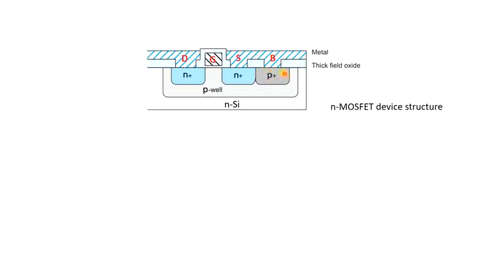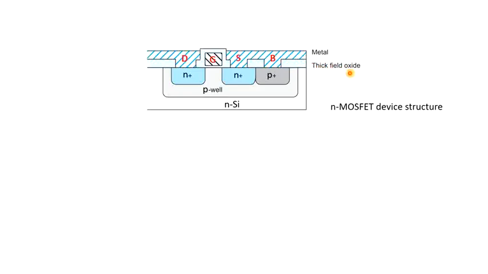Why do we have to dope it with P plus? So that it can create a good ohmic contact with this P well. Another thing to be noticed here is that under the gate the oxide is pretty thin, as is expected for the gate dielectric. However, on this side or this side, very thick oxides are used. These oxides are called field oxide.